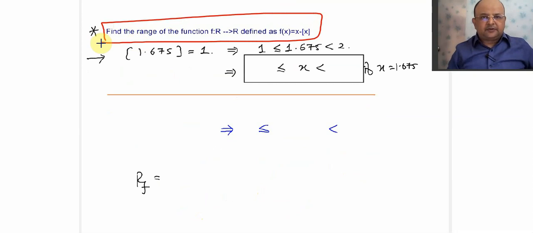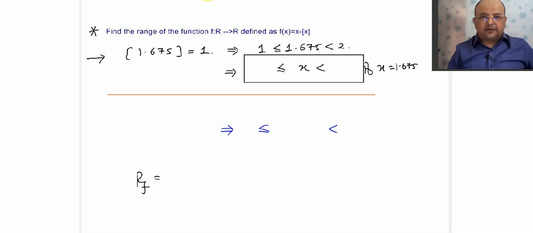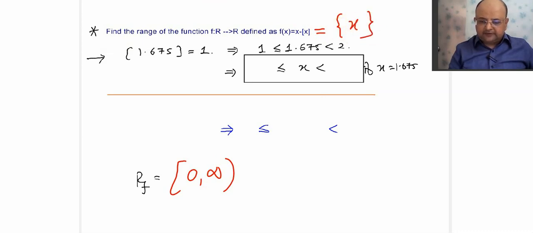Find the range of the function f from R to R defined as f of x equals x minus box x. Do you remember? What is the range? Now you should remember it. 0 to infinity. And this function is also denoted by fraction x. Remember, dears?